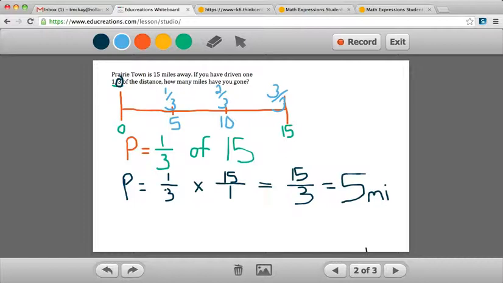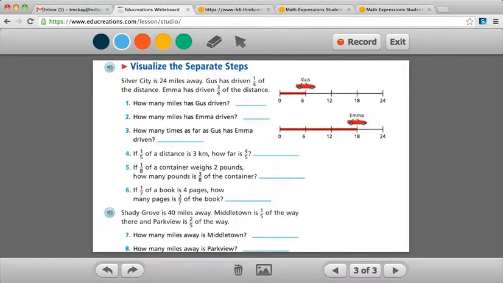These are the types of problems and equations that we worked on yesterday in class. Today, we're going to go a little bit further, and we are going to work on some of these. So if you want to look up here and take a look, it says Silver City is 24 miles away. Gus has driven 1/4 of the distance. Emma has driven 3/4 of the distance. So we can see here Gus is represented here, okay, and Emma is represented down here, all right? So we have them both represented.